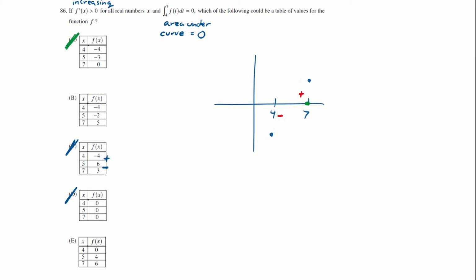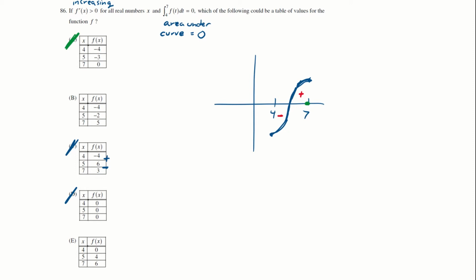So not that. Looking at B, that starts at negative 4. It goes up to negative 2. And then it ends way up at 5, which looks a lot like that curve we had sketched out at the start. So that's a possibility. That could work. There could be an equal amount below the x-axis and above. But we better check E to make sure.